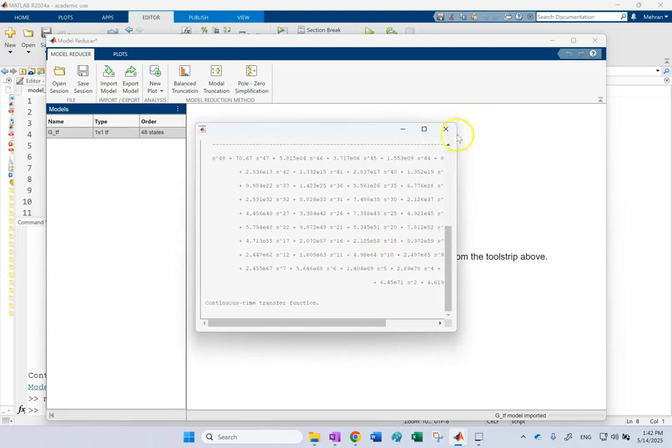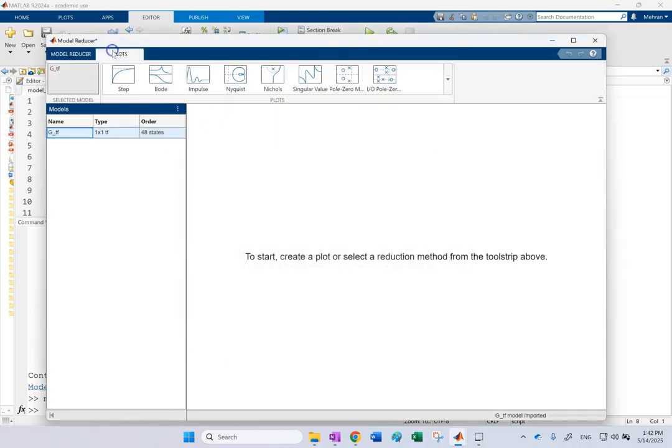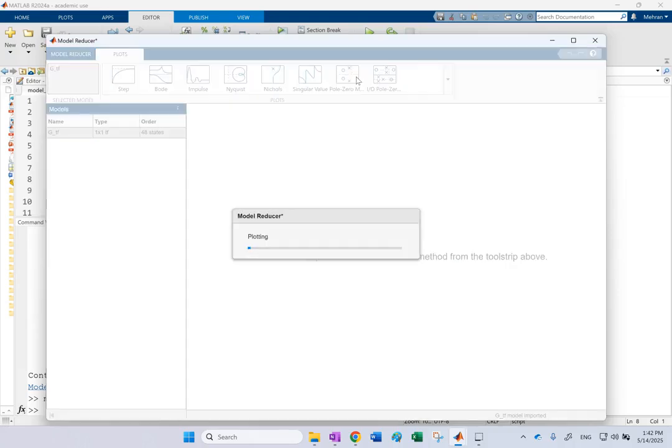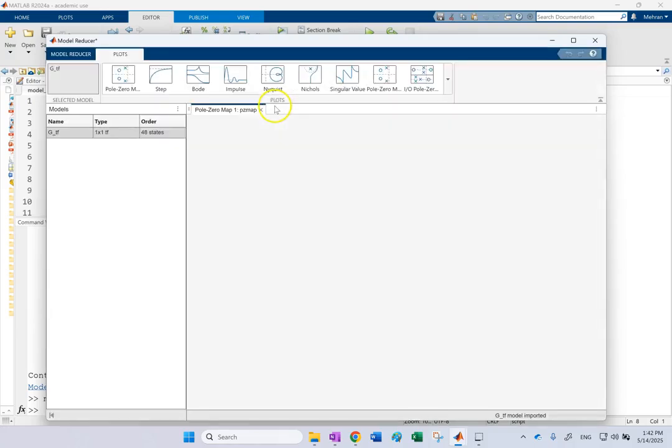You see, that is my transfer function. And now I can get the plots of the system. So I can, for instance, look at the pole zero map, right? If I click here, it shows me the poles and zeros of this original system with 48 states. Let's take a look at that, see what we can find out.